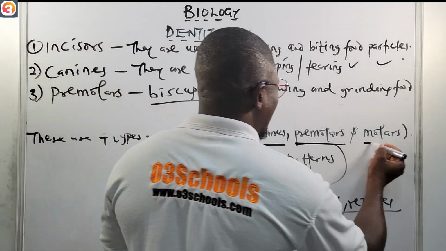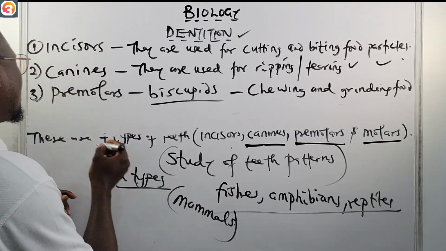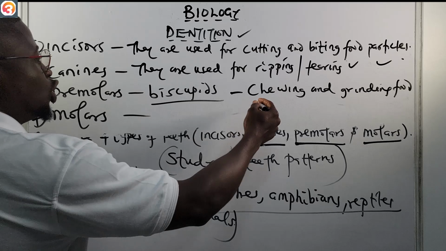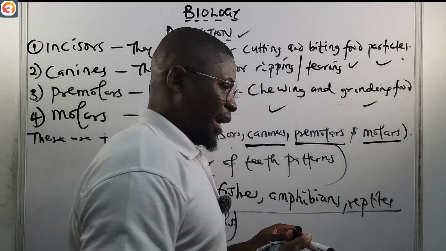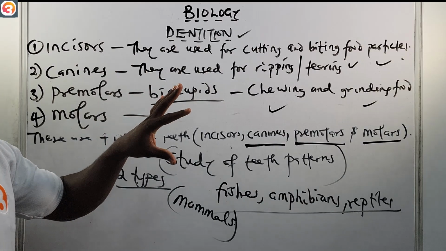the molars, which are the last type of teeth. The molars, they are the ones inside. Number 4, molars, they are also used for chewing and grinding food, same thing as the premolars. So these are the 4 types of teeth that we have.